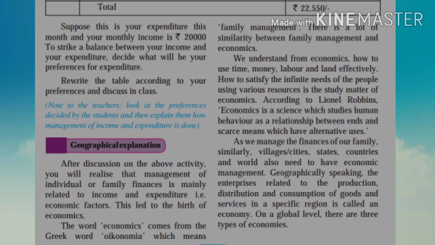Here you can understand from economics how to use time, money, labor, and land effectively, because how to satisfy the infinite, means unlimited, needs of the people using the different types of resources is the subject matter of economics. What does the resource mean? Resource is a word which means the things which are used by mankind to fulfill his unlimited wants or needs. Friends, economics is an important social science.